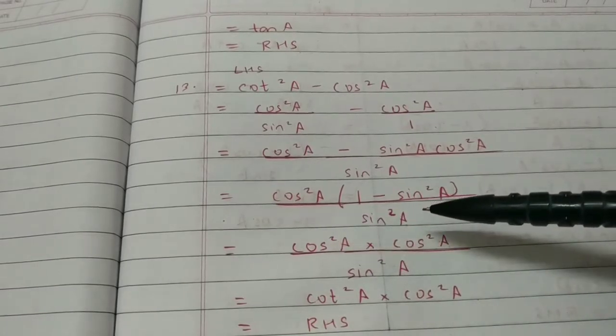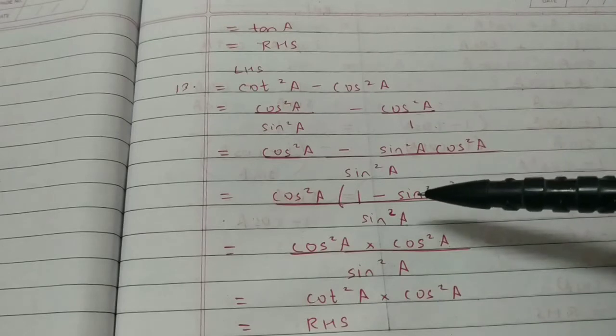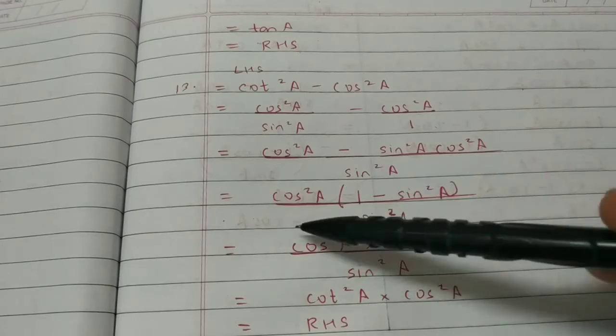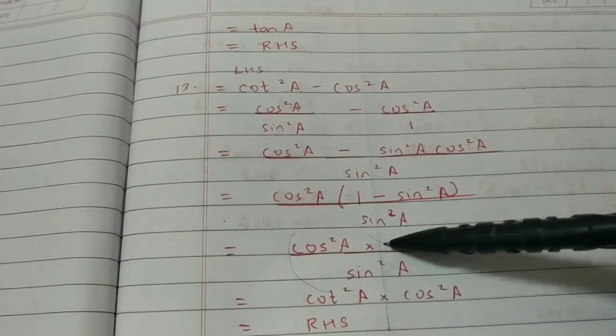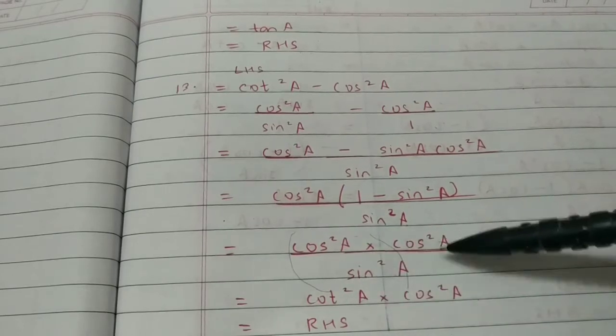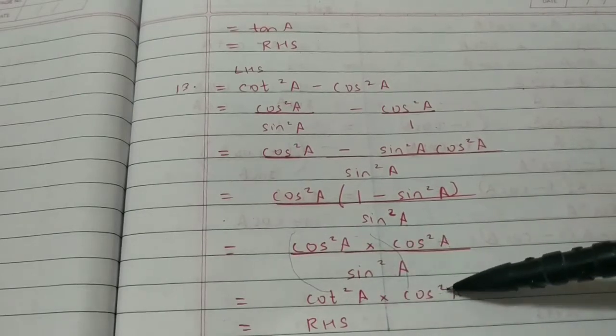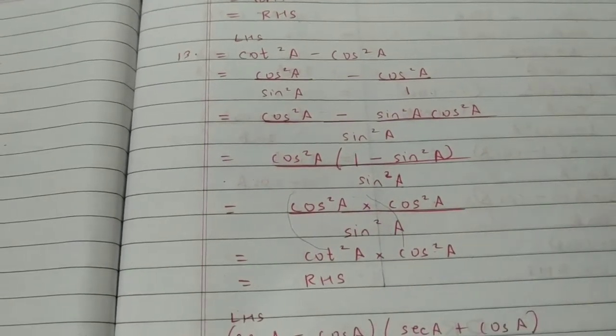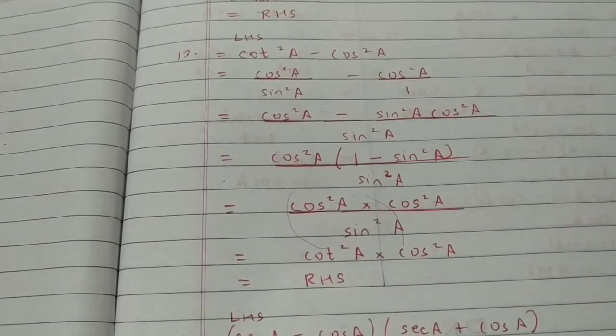Keep looking at the RHS. What do they want? They want a cot. How do we get that? Well, we know that cos square A upon sine square A is nothing but cot square A, and the cos square A remains as it is, and that's how we get the RHS. Next, read the 15th question.